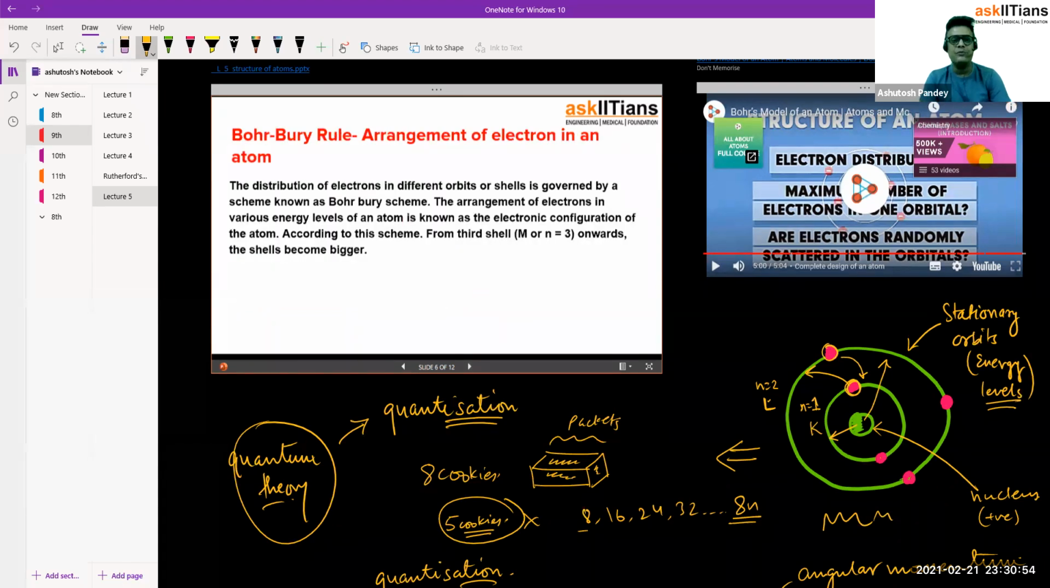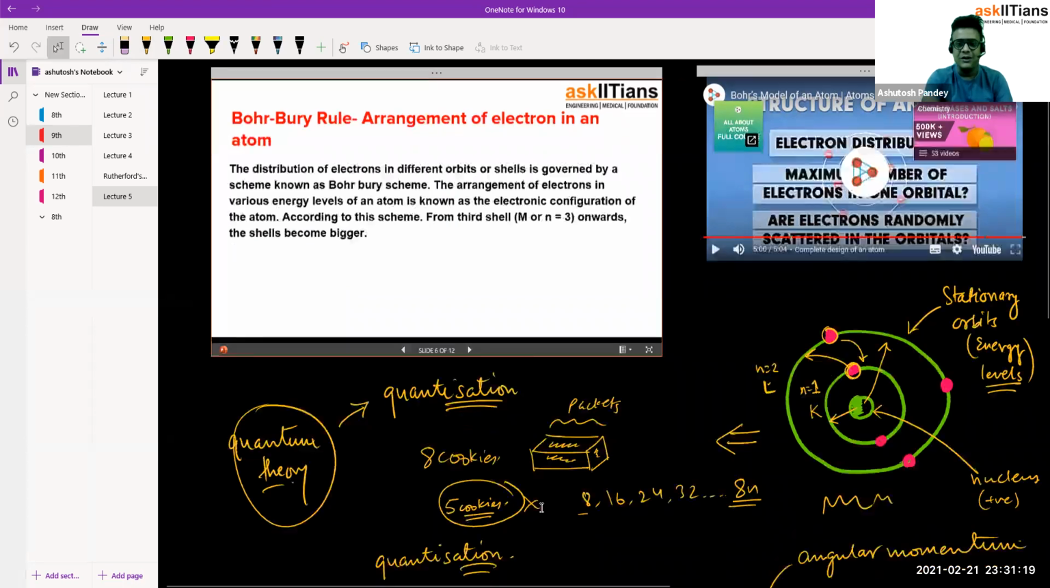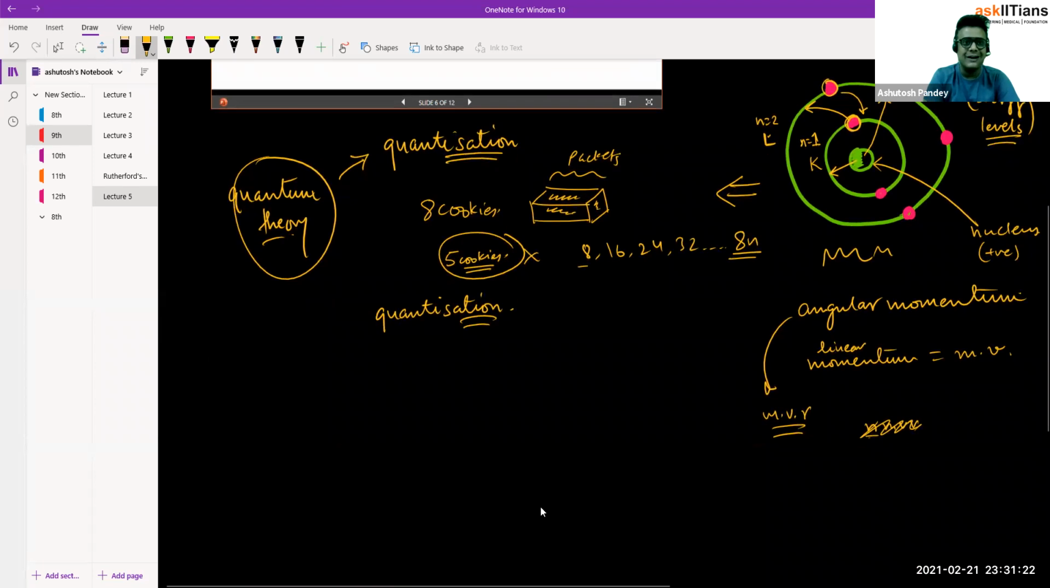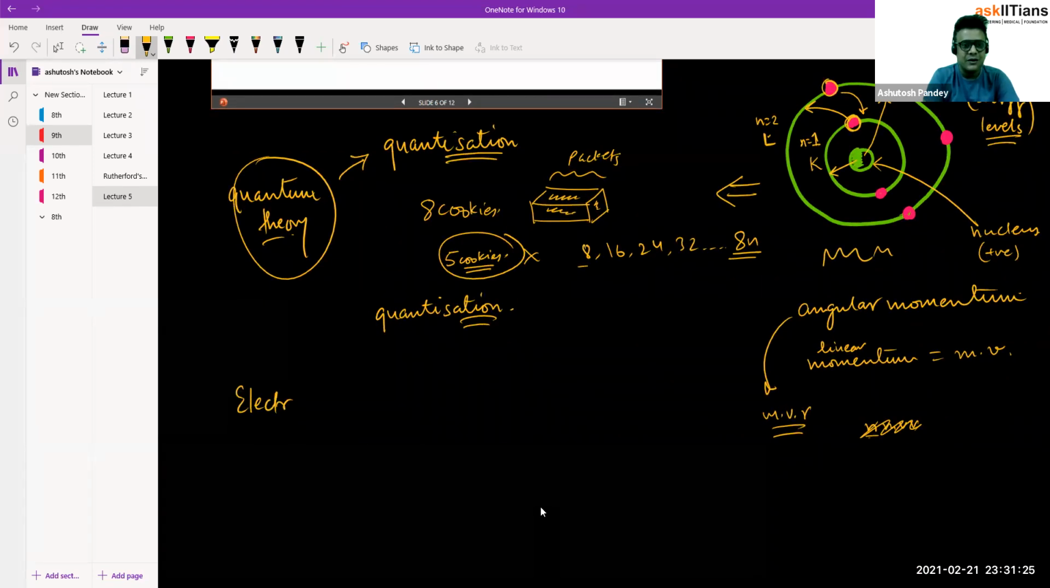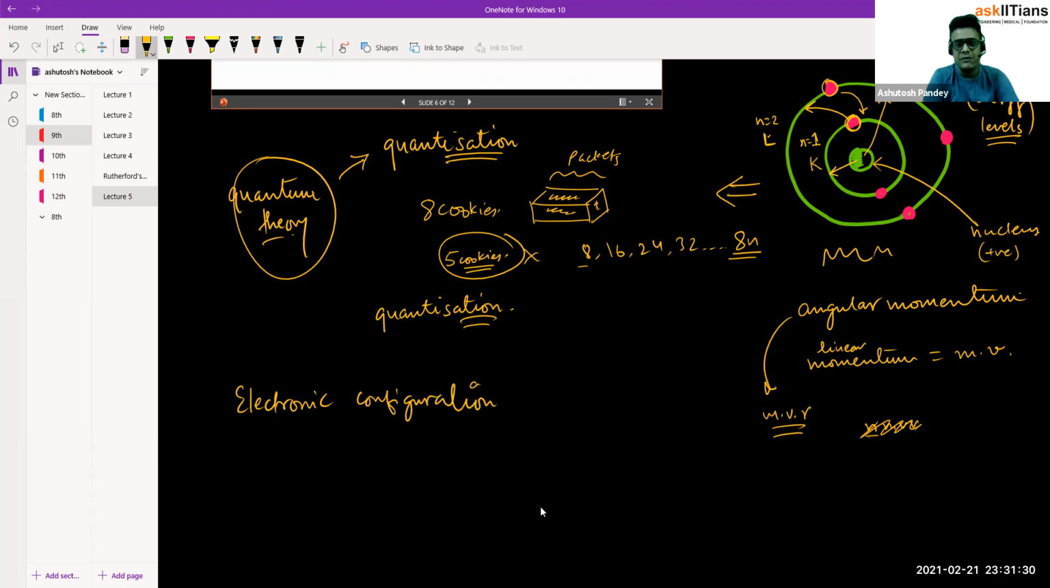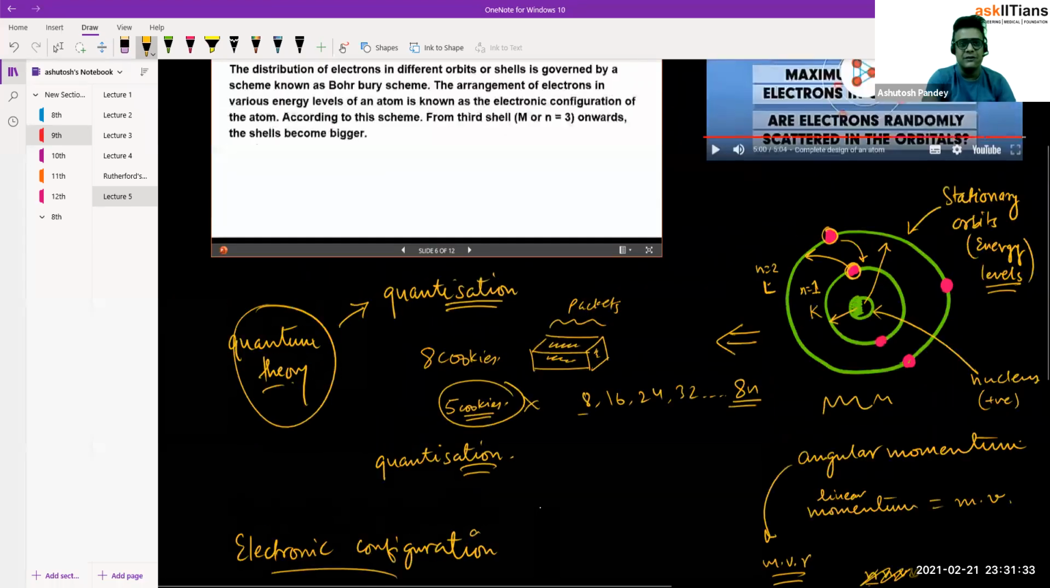Now next is this rule, by which we will be able to predict the arrangement of electrons in an atom. The distribution of electrons in different orbits or shells is governed by a scheme known as the Bohr-Bury scheme. The arrangement of electrons in various energy levels of an atom is known as electronic configuration. It means how these electrons are distributed in the atom. This we will call electronic configuration.